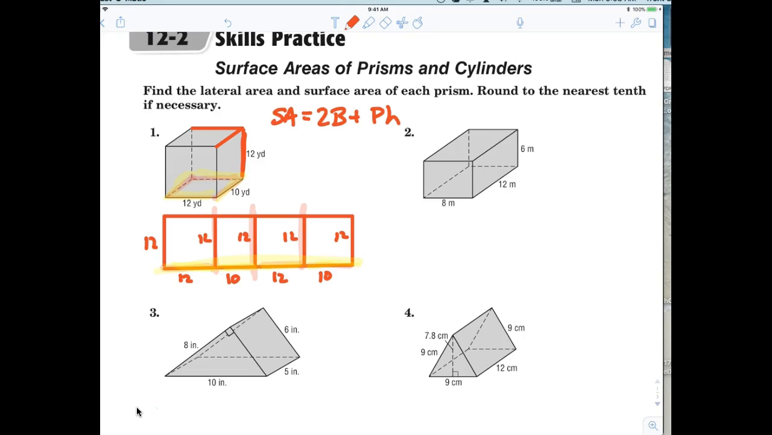Now, you can look at it as individual rectangles and say there's 6 rectangles. I'm going to find the area of every single rectangle and add them up.